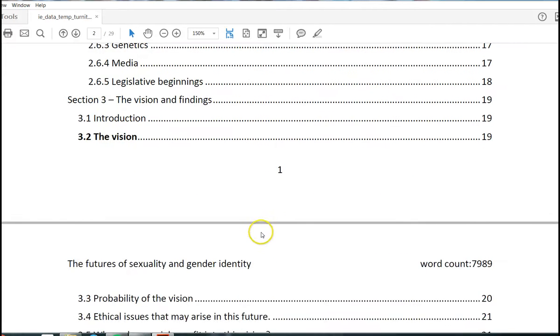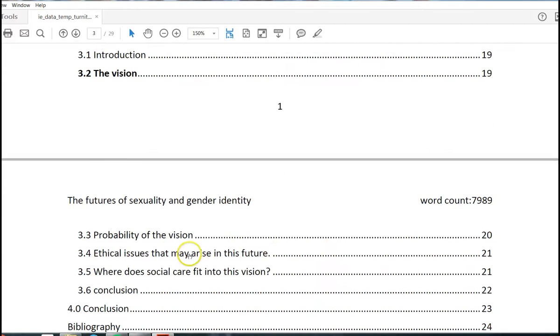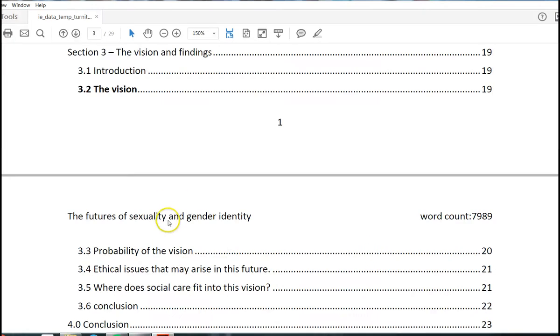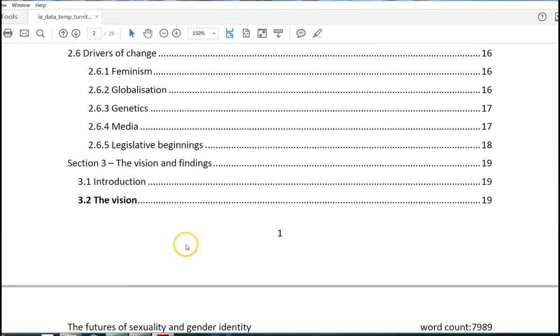So talk about the vision, the probability of their vision, the ethical issues that may arise in this future, and where does social care fit into this vision. Isn't it very interesting that instead of producing scenarios, they talk about a vision? And I like this approach as well, and I'll show you this.